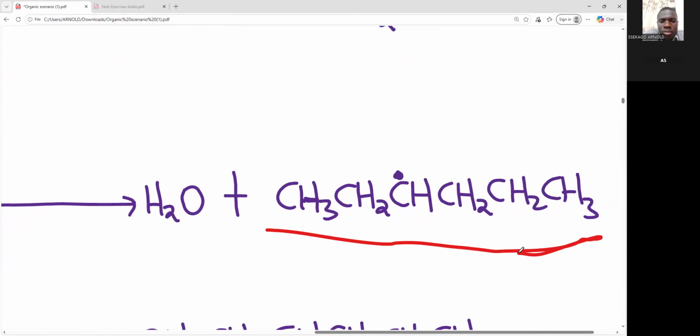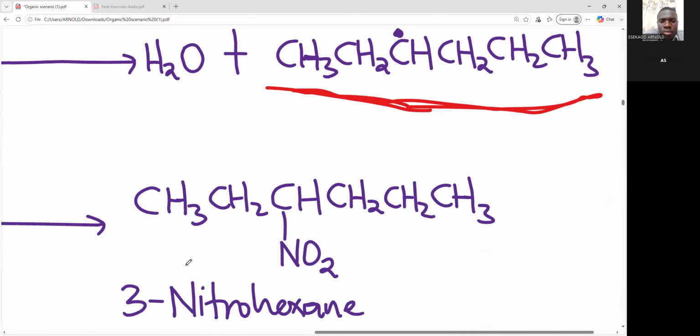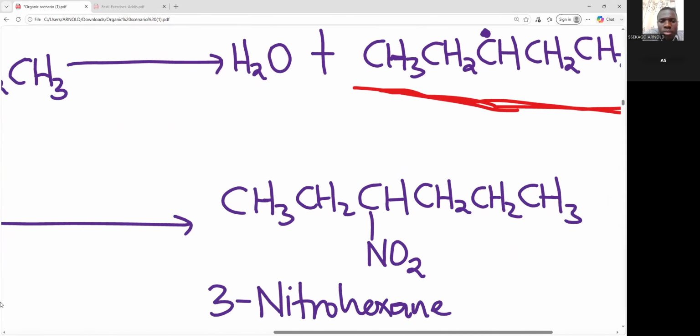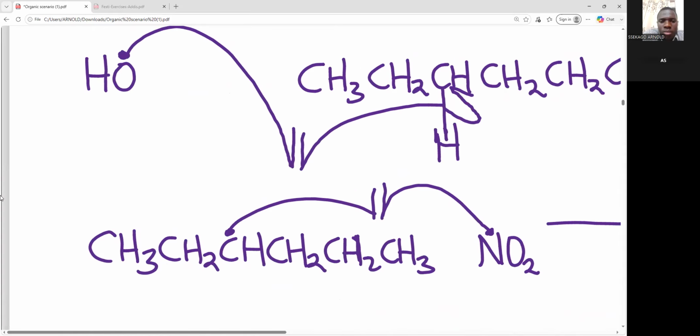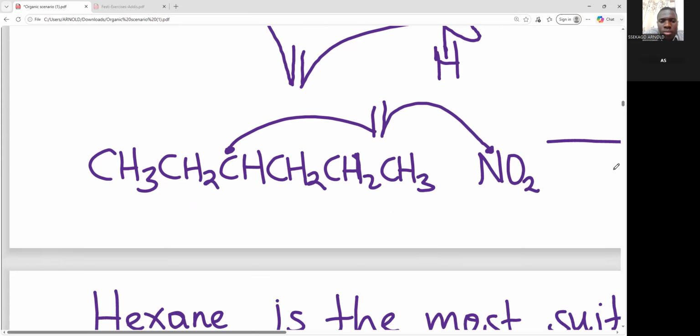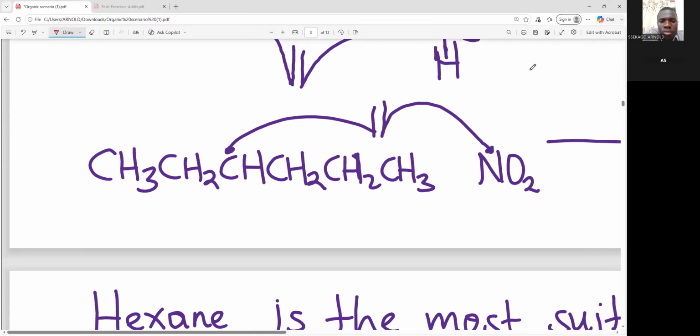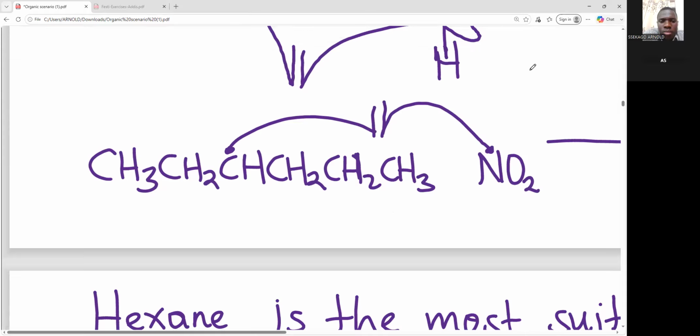And in the final step, the reaction is terminated when this radical combines with the nitro radical from step 1, and it is this illustration here. So they combine, they share that electron so that we form 3-nitrohexane. And that marks the end of the 2 reactions.